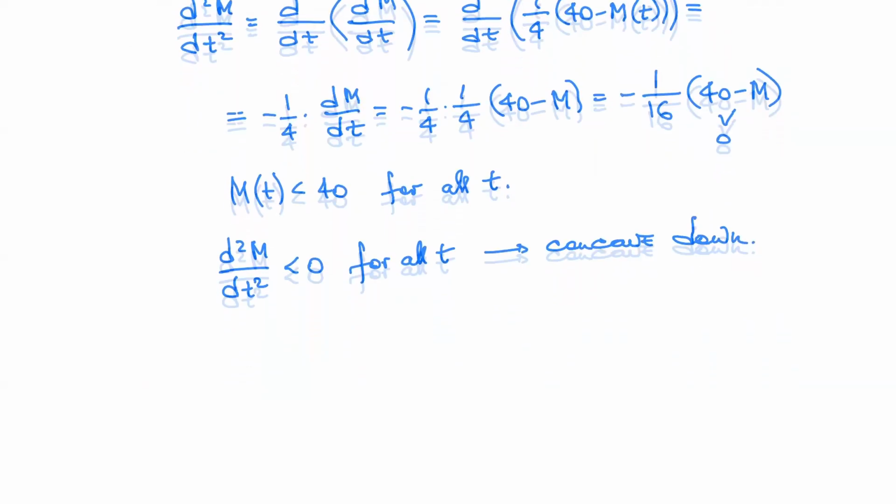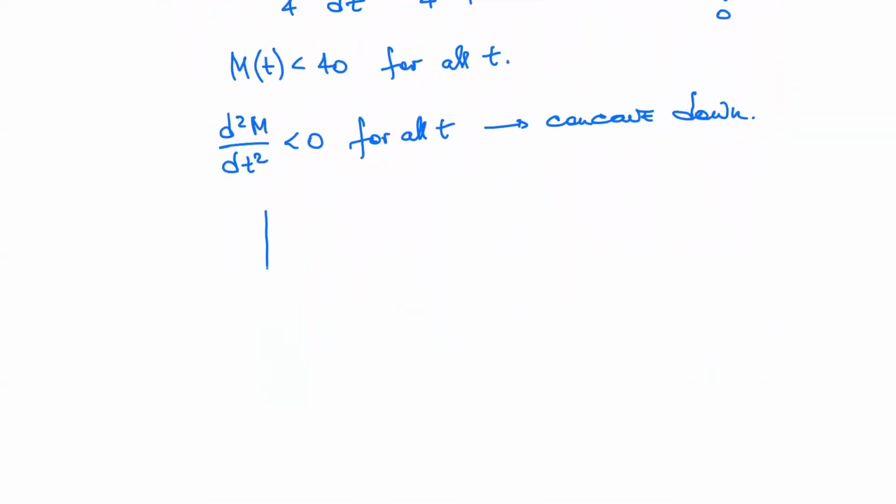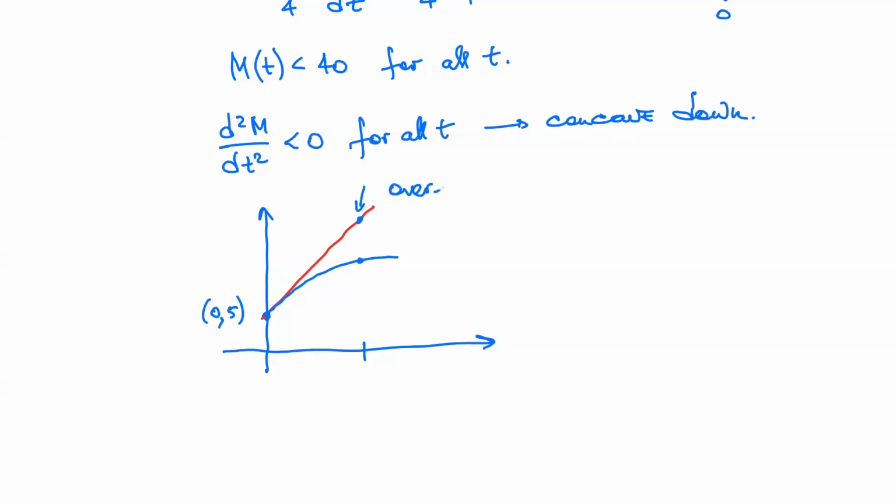Which means that if this is a graph of the function, and just approximating what we had, this point is (0, 5), and then this is our approximation along this line somehow goes. But then think of this function as concave down. So the approximation will be what we received here. This approximation is an overestimate of the actual value m of t, m of 2.